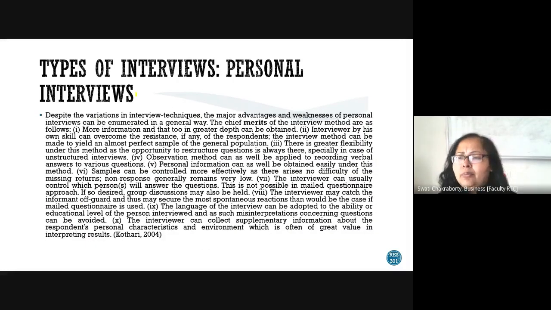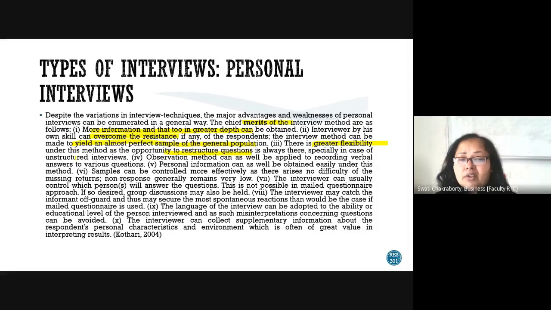Okay, so what are the merits of the interview method? You can get more information, and in depth, right? The interviewer, through their own skill, can overcome resistance from the respondents, and the interview can be made to yield an almost perfect sample of the general population. There is greater flexibility because there is an opportunity to restructure questions, right?